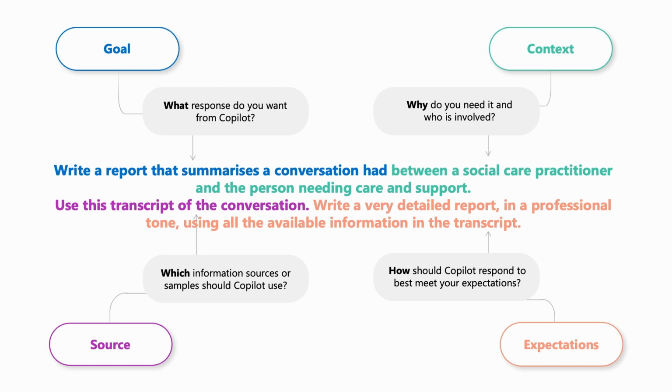The source refers to the information or data that the response should be based on. Which information should it use? And in this case, it's a transcript, which is in a Word file. Finally, the expectations describe what I want the response to look like. How do I want Copilot to present the results to me? And in this prompt, I want lots of detail and in a professional tone. So using the GCSE method ensures that you get the best results from Copilot every time.